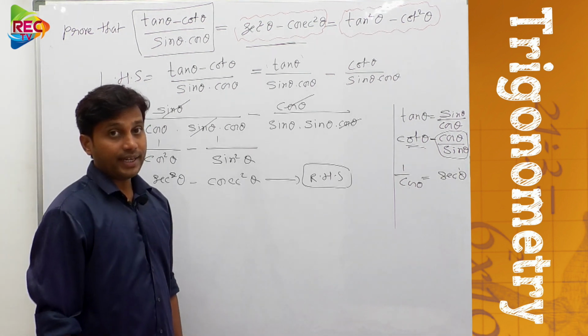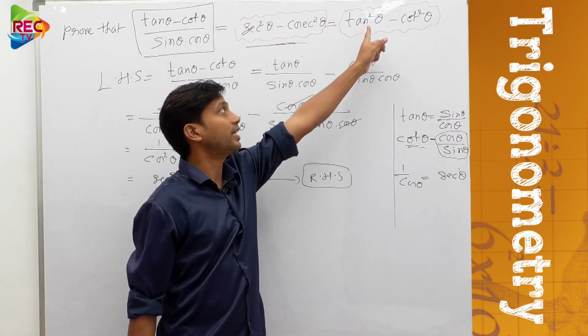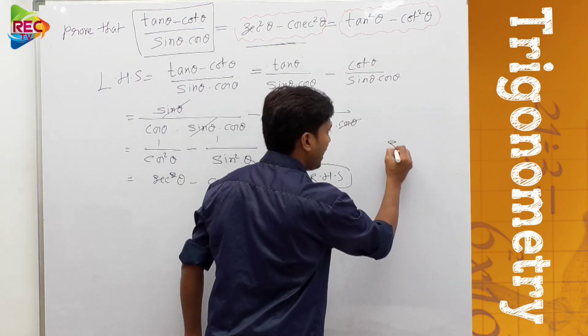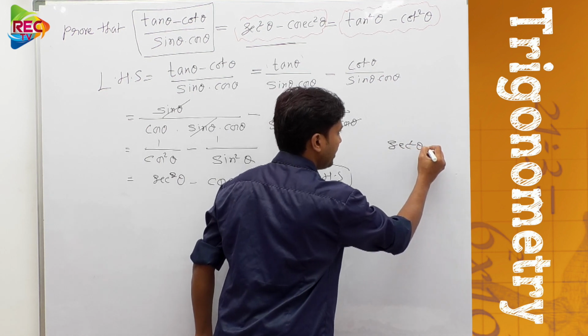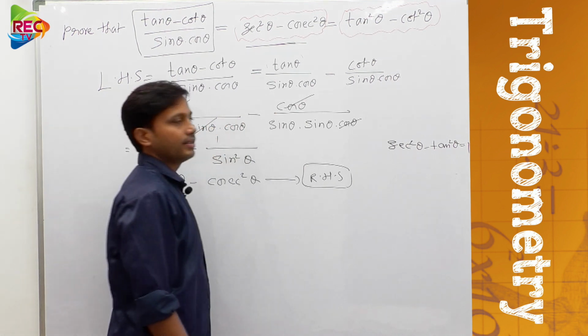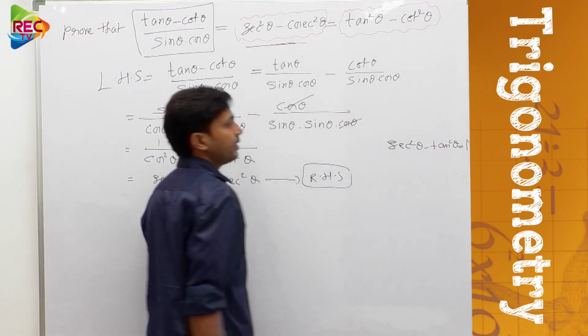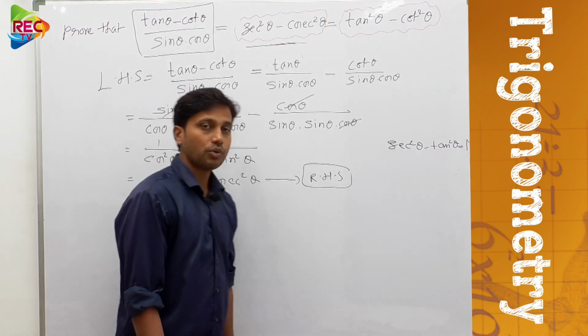Now we are asked to find the same answer for the same question in another terms also, that is tan square theta minus cot square theta. We have secant square theta minus tan square theta equal to 1, of course. So I'll write here. Okay, now secant square theta minus tan square theta equal to 1.